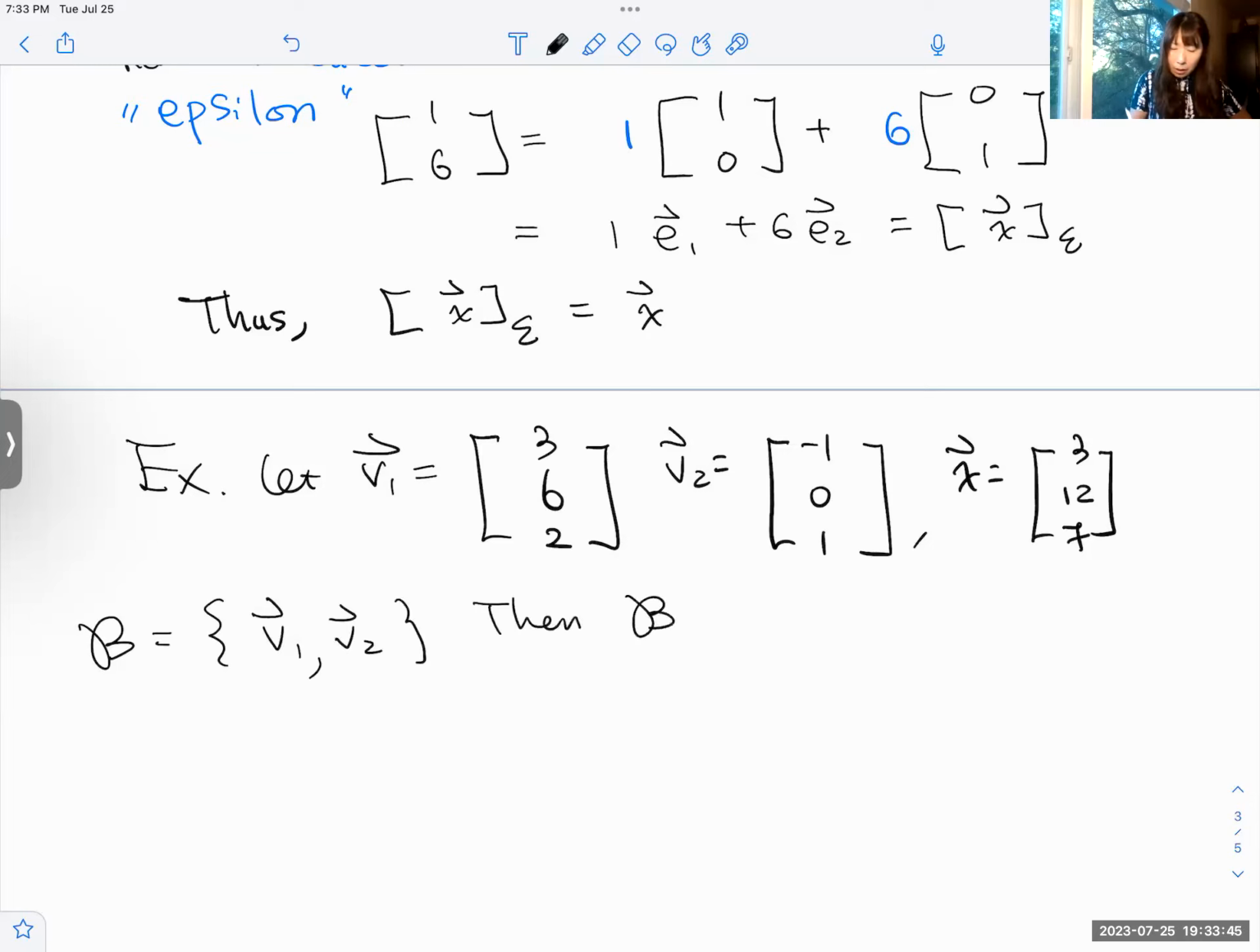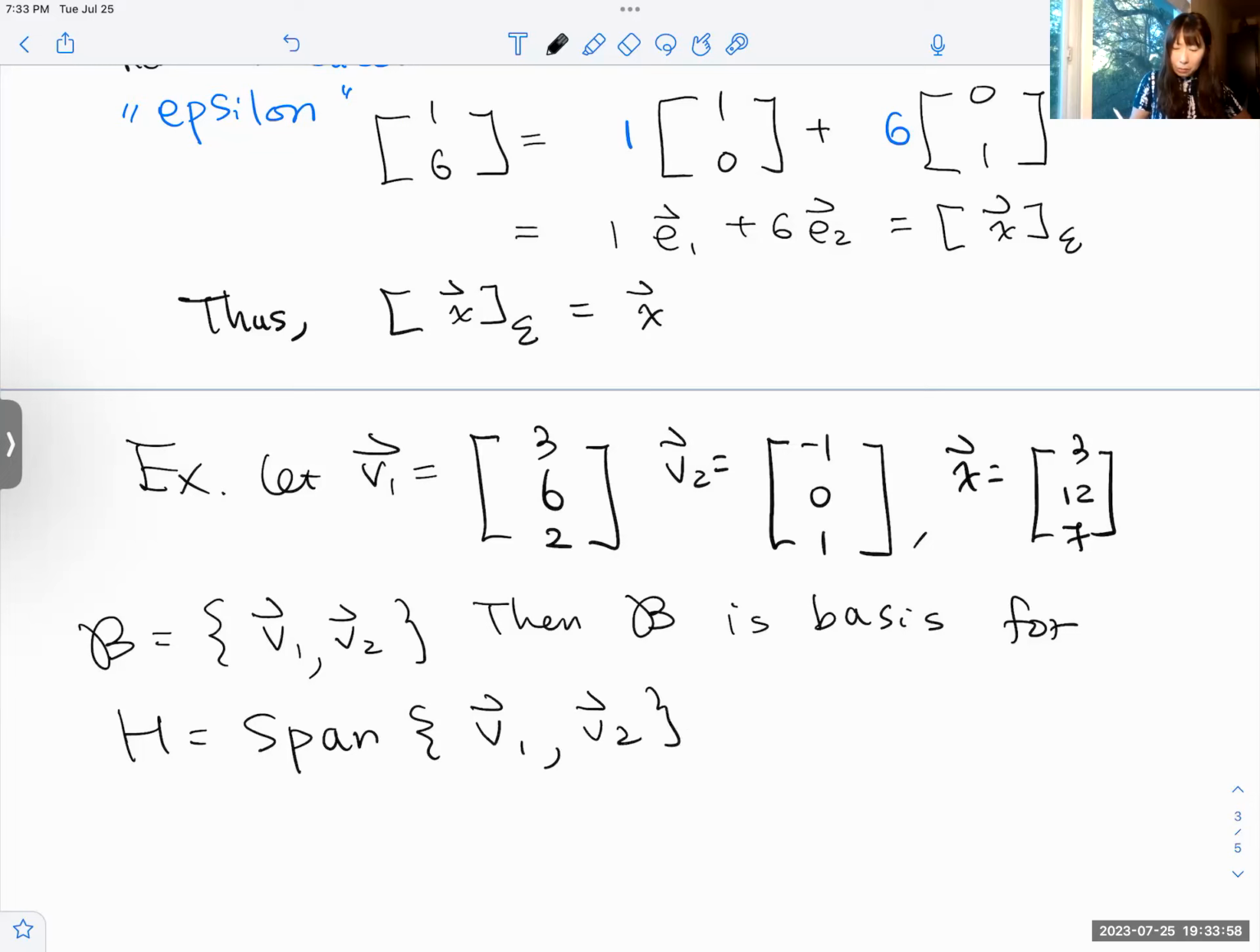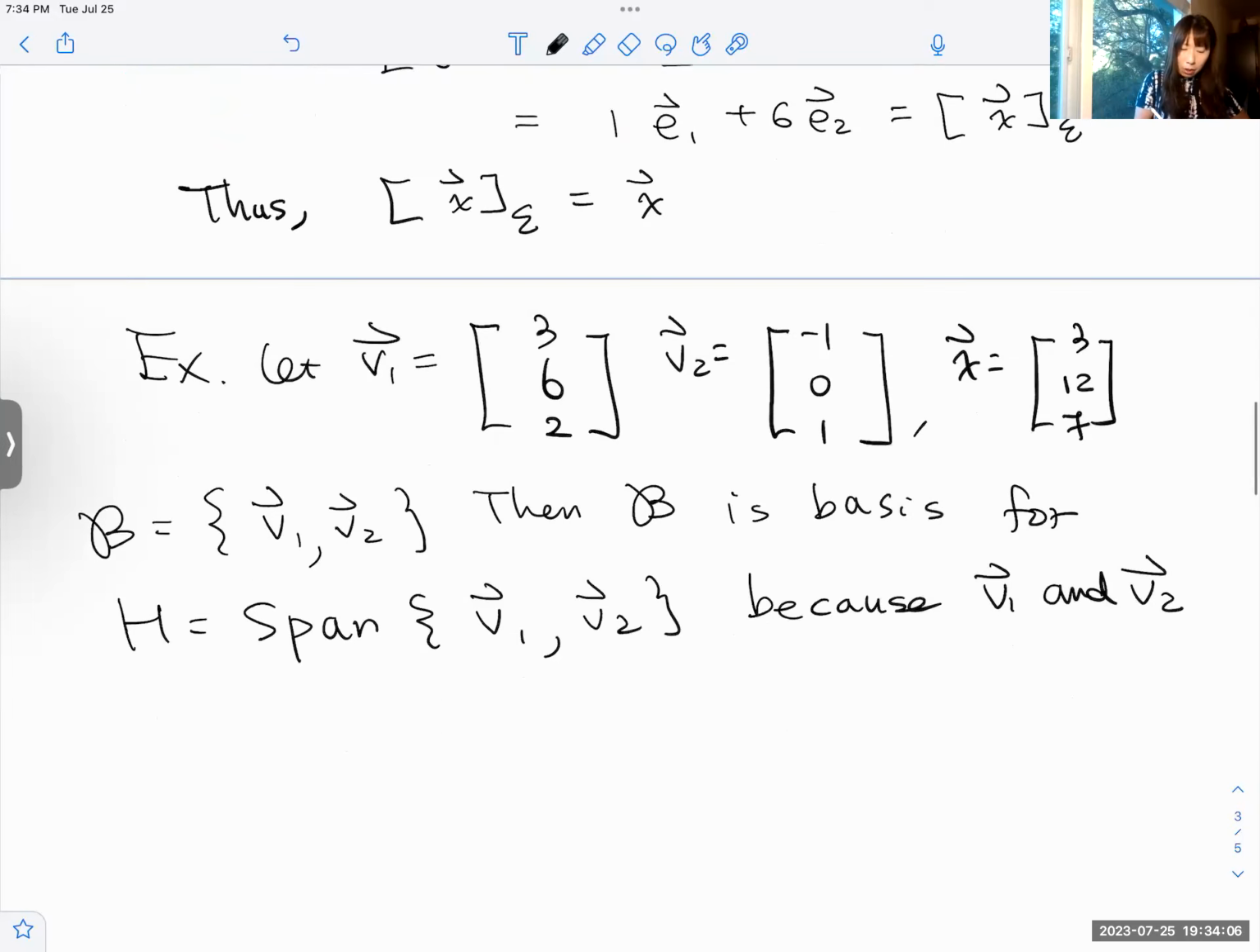Then B is a basis for H equal to the span. They just describe the definition of a basis because v1 and v2 are linearly independent. Now you can check that they are linearly independent, right?